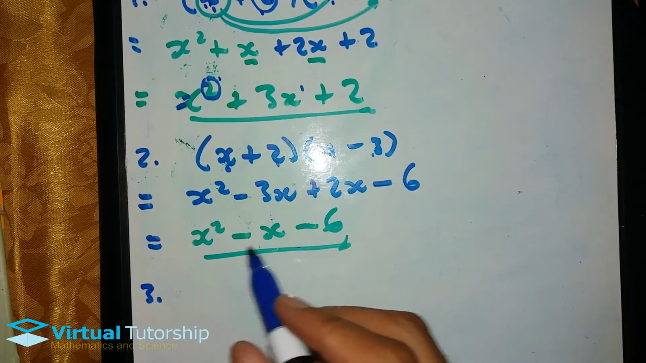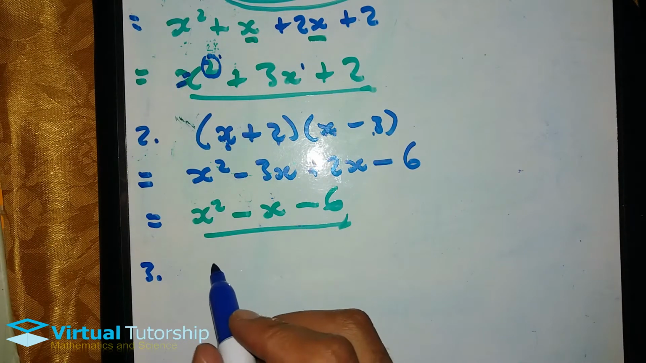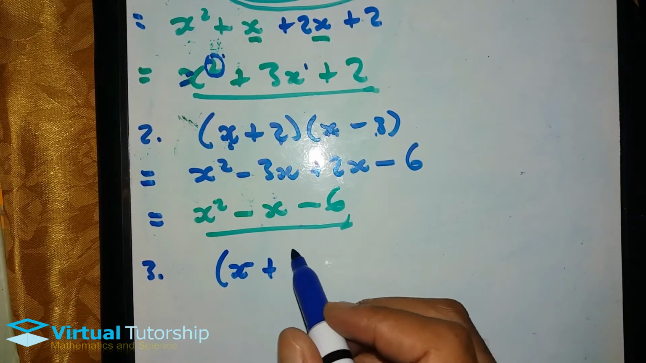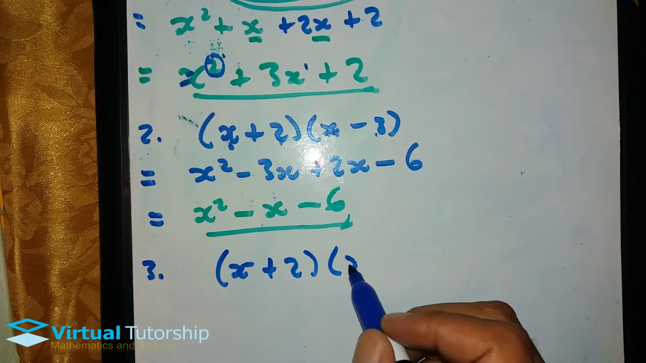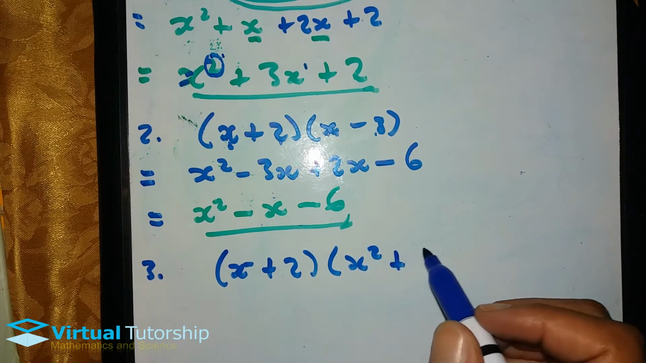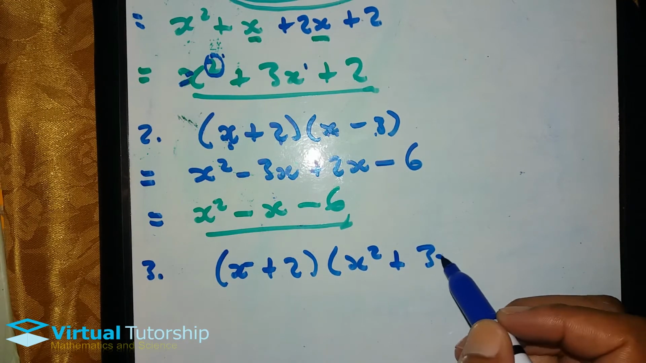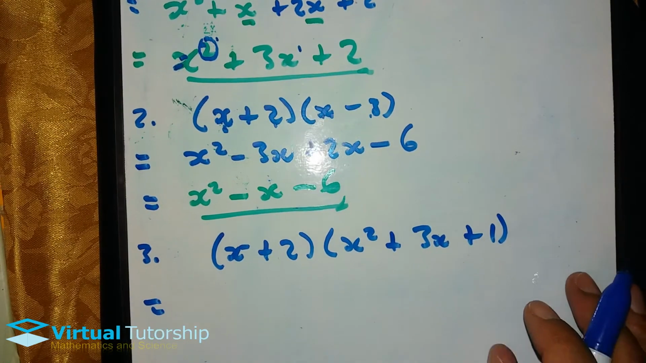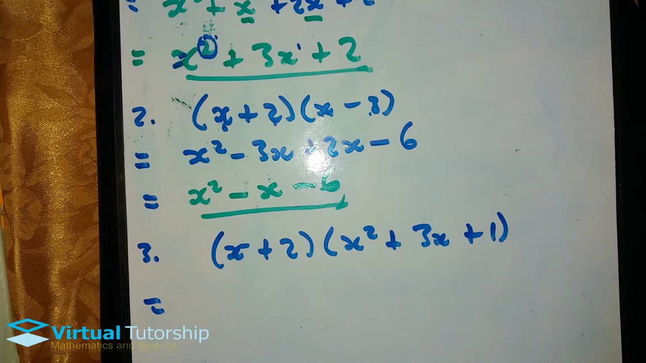So the third example, let's say is multiply a binomial and a trinomial. So say maybe it's (x + 2)(x squared + 3x + 1) is equal to, right? A trinomial by a binomial. I'm saying, look carefully.